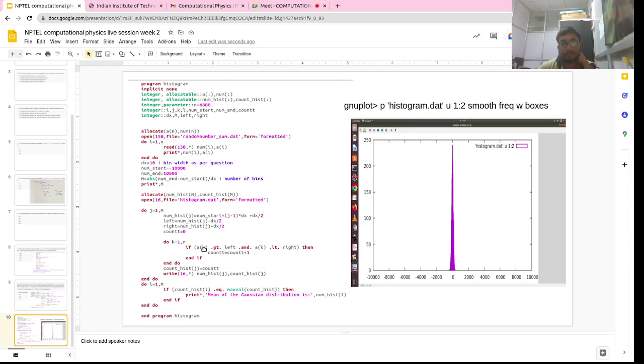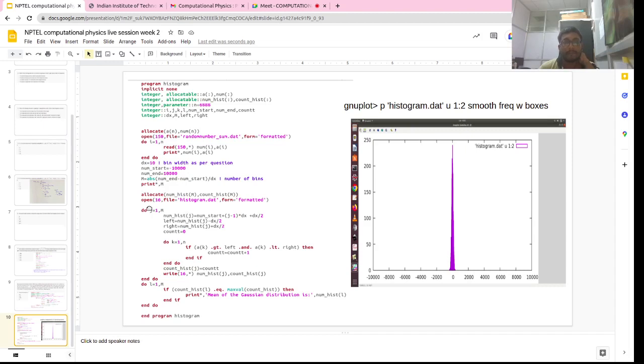Yeah. So what happens is, you are starting from this number, let's say this, and the number is ending at that point, and you calculate a capital M, which will be number end minus number start by dx. Then you allocate two arrays, num_hist and count_hist, which will contain the counts of the numbers for a particular bin. num_hist will give you the bin itself, and count_hist will give the count of the numbers which are lying within that particular bin.